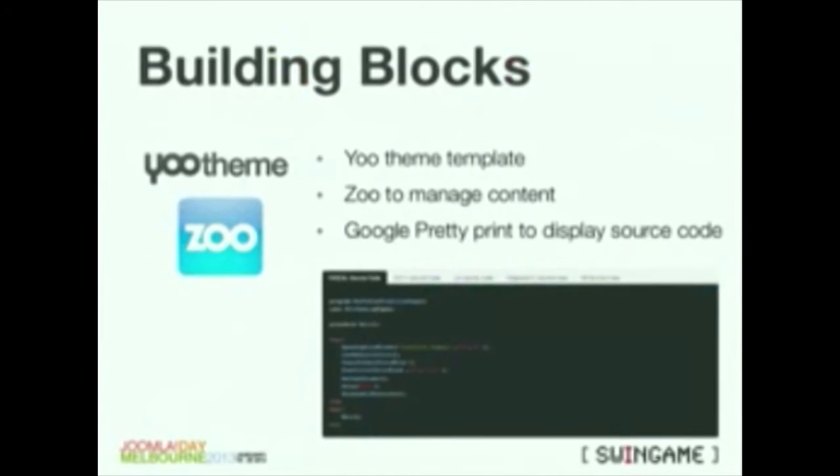So we started off, because I had experience with UTheme, we grabbed the UTheme template, and we grabbed Zoo because I could customize the back end and build a couple of forms and make sure that it inserted all the right modules and the right content that we wanted. And we wanted to make sure the code was really easy to read. A lot of new students find it really hard to read code, so we wanted to use pretty print, so we could color code it so it was nice and easy for them to understand.